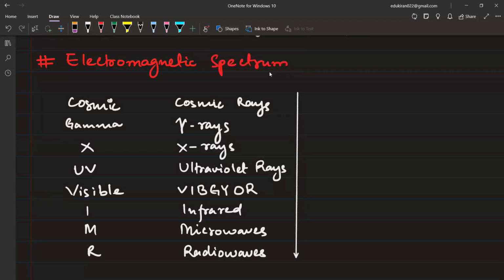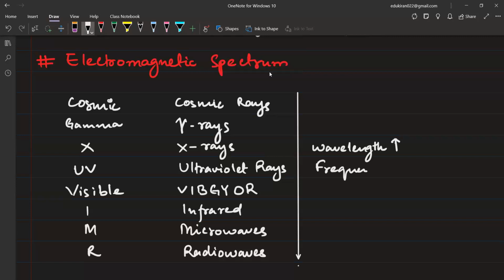So if you go from top to bottom, what happens? Wavelength increases. Frequency decreases. And since frequency and energy are directly proportional, energy also decreases. All of you done? Yes or no, please tell me.